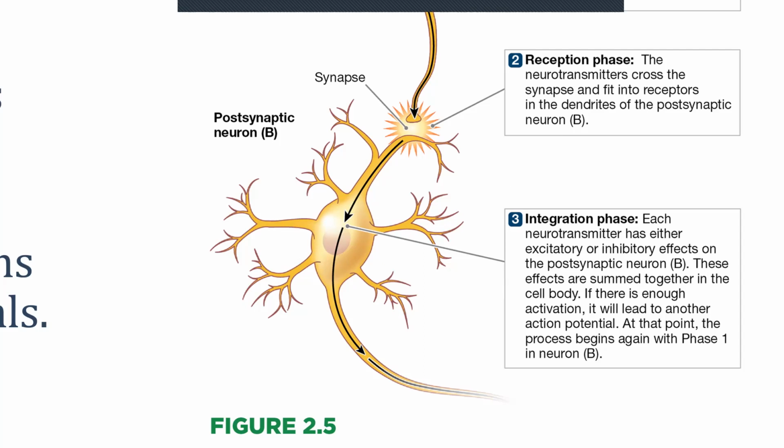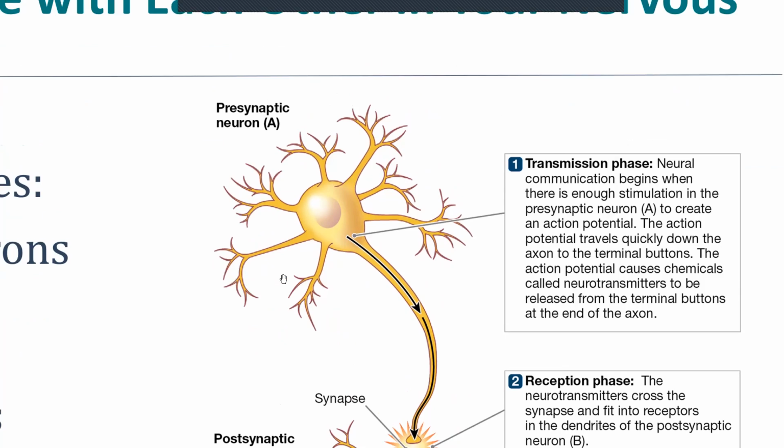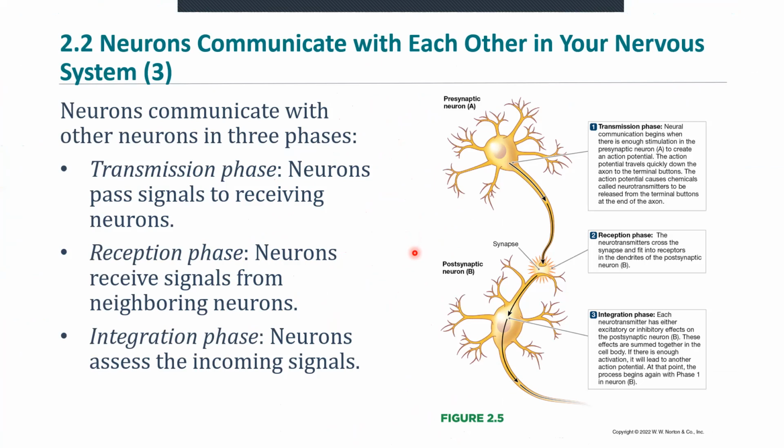And so it sums up all the information it's receiving from all the receptions going on, from once again up to 10,000 other neurons, and if there's enough activation, it leads to having an action potential, and then it passes the message on. Okay, and then we're back to phase one. Okay, let's go on.